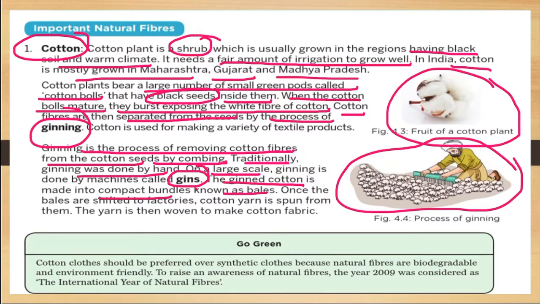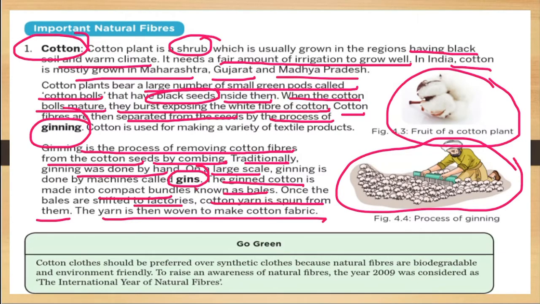These bales are then sent to factories. Cotton yarn is spun from them and then the yarn is woven to make fabric. Similarly, once you have the fiber, the fiber is converted to yarn and then the yarn into fabric.